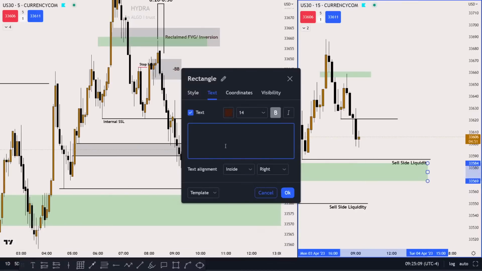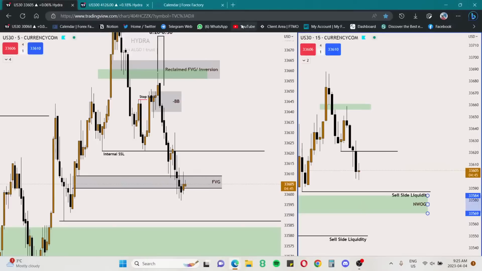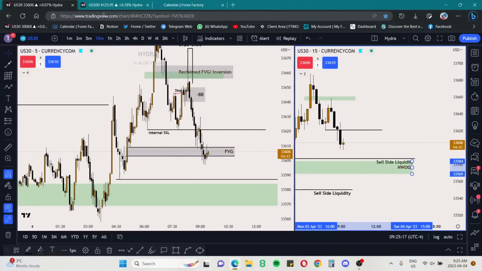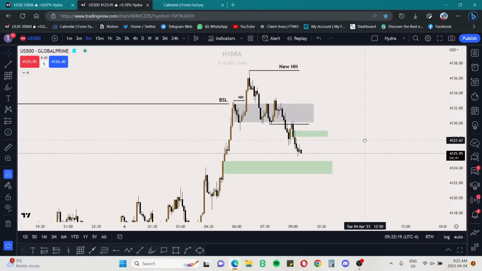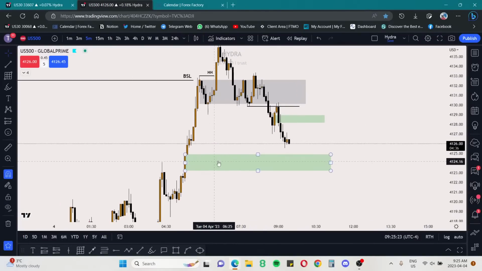This green box is our new week opening gap. New week opening gap on US30. Let's look at US 500. Yes, US 500 is reaching for our target, right? Reaching for a fair value gap.